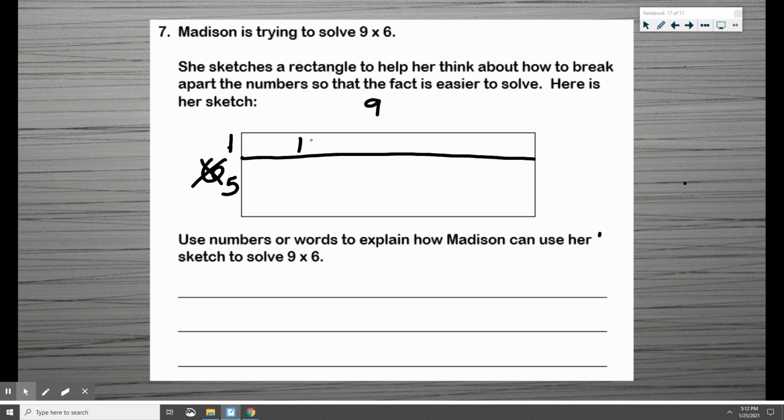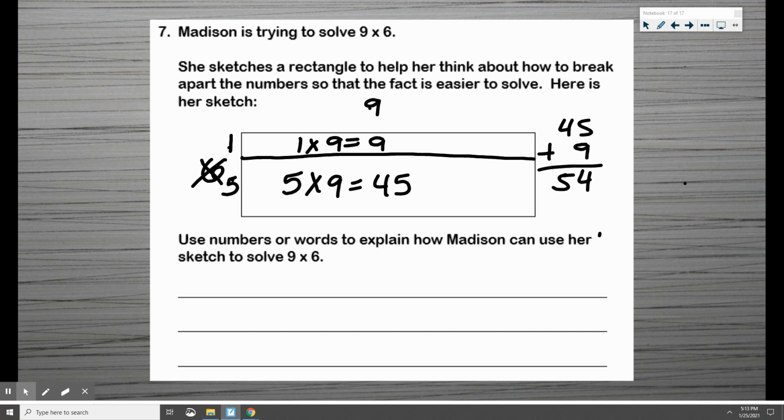So to solve that, I'm going to do 1 times 9 equals 9. And then I'm going to do 5 times 9, and that equals 45 because I can count by fives. Then I want to put them together. 45 plus 9, well, that equals 54.